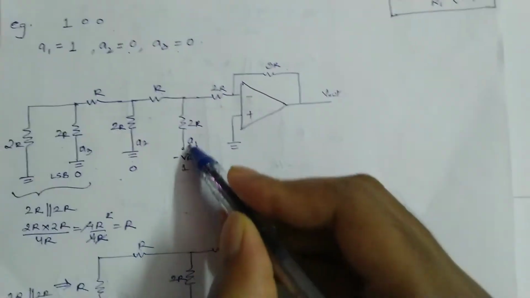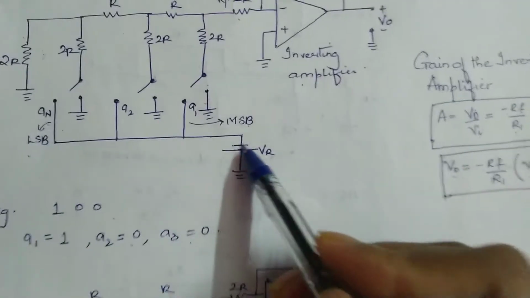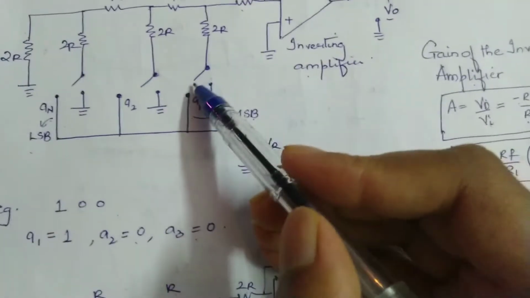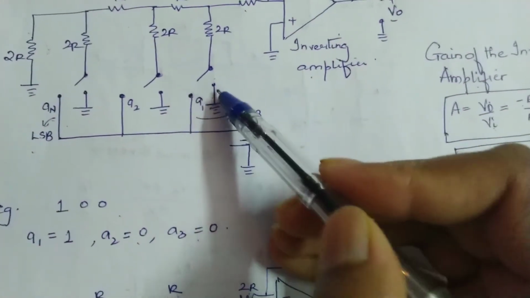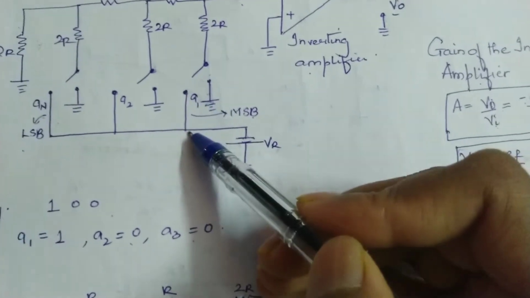Now A1, what is it? 1. By 1, I have put minus VR, VR meaning the high value. But why have I put minus VR? Since I have been given a negative VR. Suppose this A1 was 0, it would have been connected to ground, right? If it is 1, then it will be connected to VR.